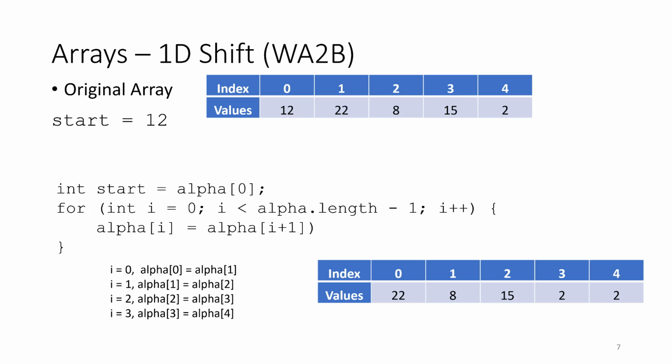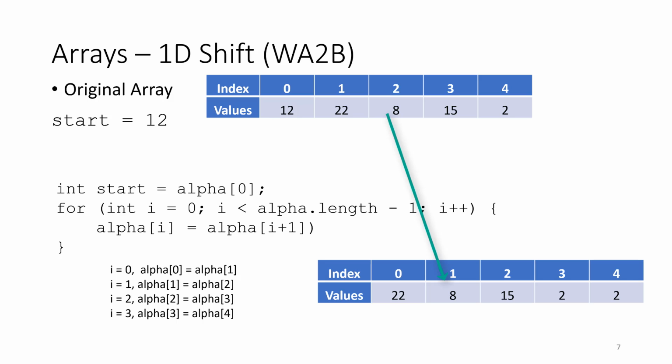Now when we go through the loop, i begins with 0. Inside the loop, we have alpha[0] equals alpha[1]. The value at alpha[1] is 22. It is copied into alpha[0], or position 0 in the array. Then i is incremented to 1.